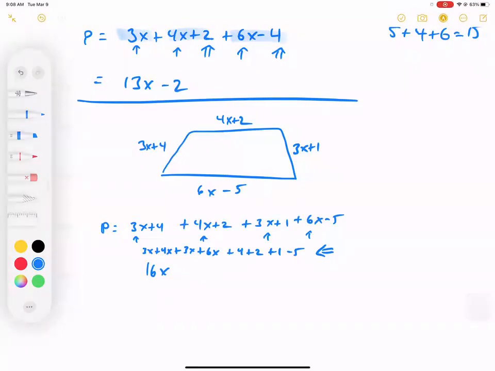Okay, I'm seeing 4 plus 2 is 6, 6 plus 1 is 7, 7 minus 5 is 2. So our perimeter here is 16x plus 2. Just adding up all the sides.